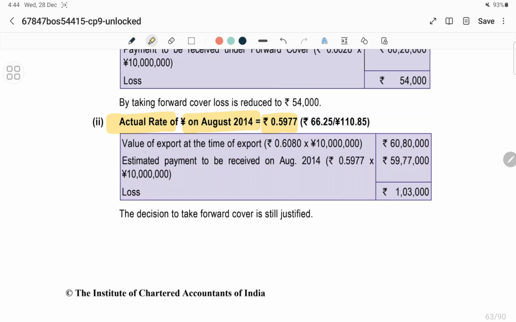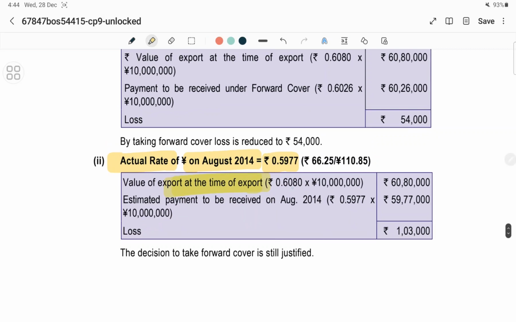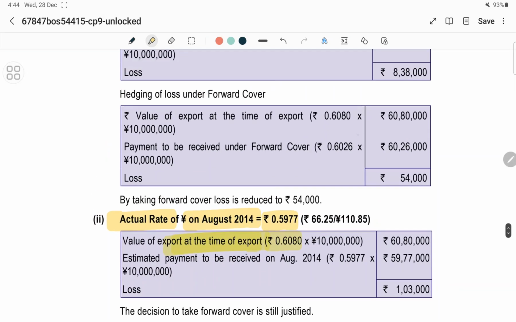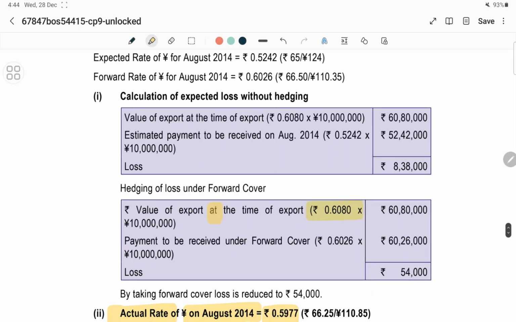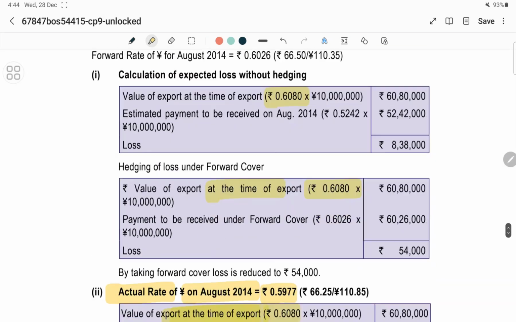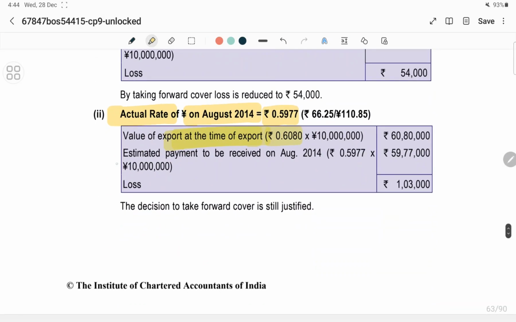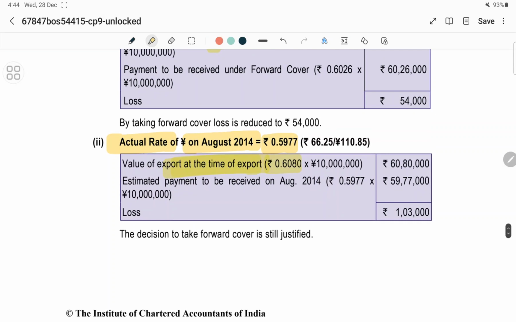Now the value of export at the time of export. This is the spot at the time of export, meaning when you are establishing a contract, which is the current spot rate, which was this 0.6080. This is common again in all the cases. See, 0.6080, this is the spot rate. This is the estimated payment to be received on August 14.